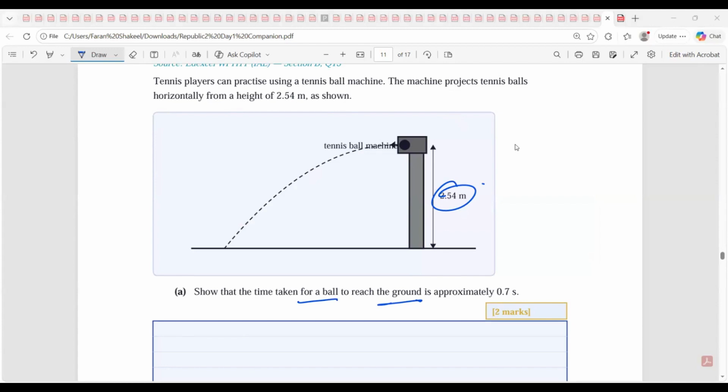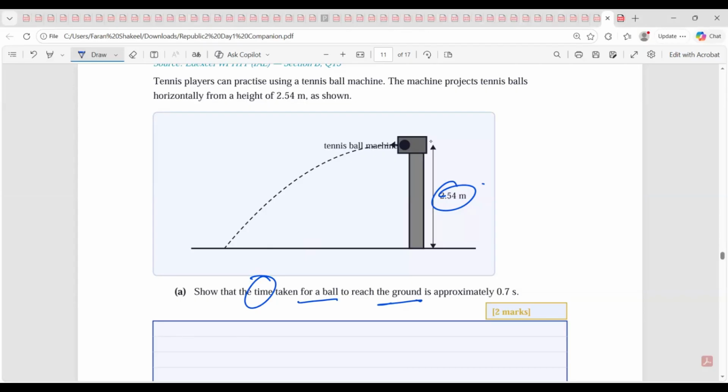Do we have Jason with us? Sorry. Okay, Jason, I'm just asking you, how would you get me the time taken for a ball to reach the ground? Could you use... I don't know.